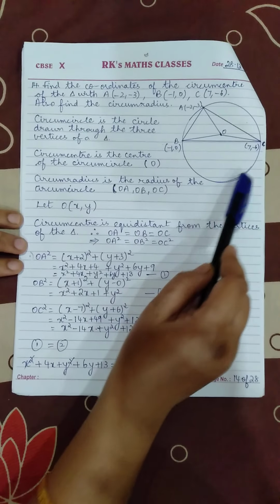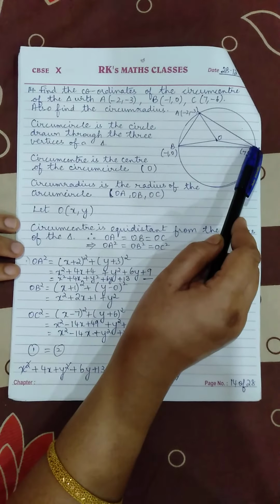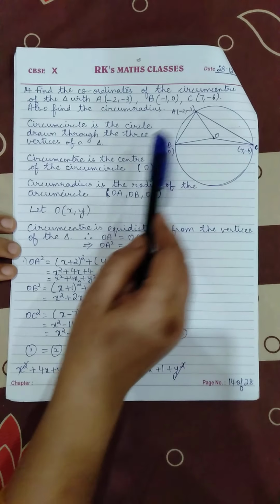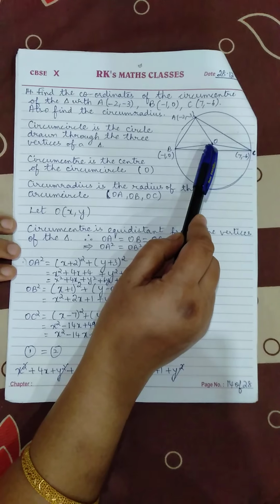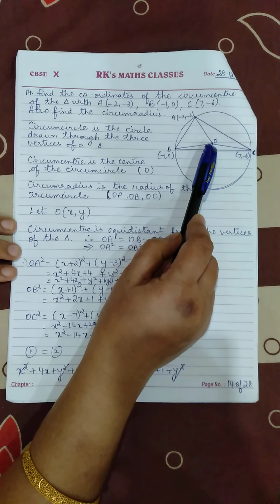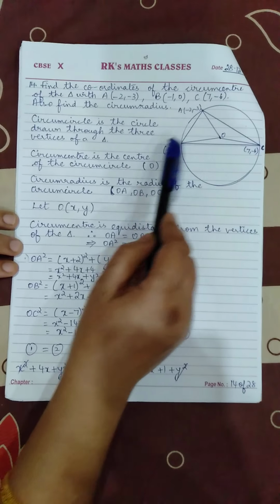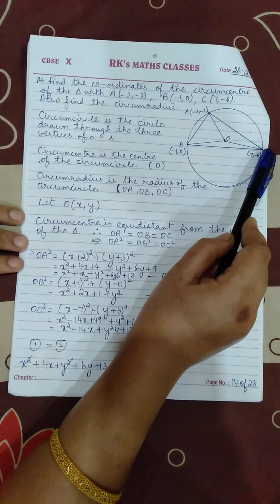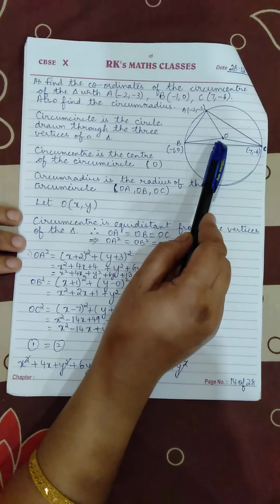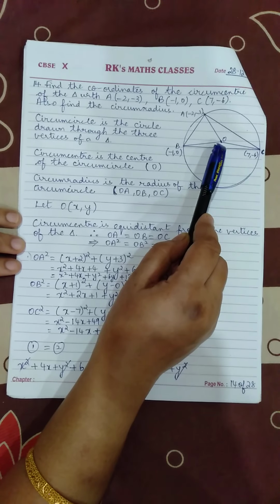Now this circle which passes through the vertices A, B and C of this triangle is called the circumcircle. O is the circumcenter, that is the center of the circumcircle. OA, OB and OC are the circumradii. Now the question is to find the coordinates of the circumcenter.